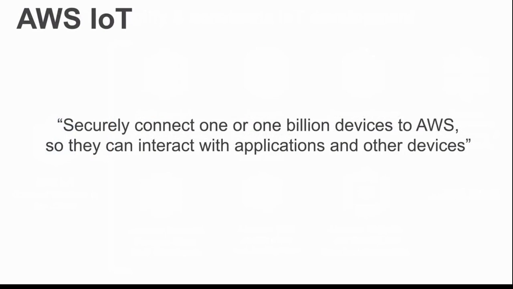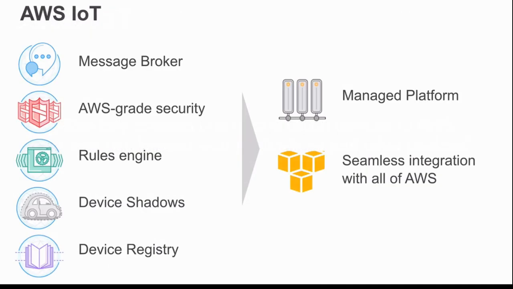But what we're really trying to do here is create an environment where developers can securely connect devices to AWS at any scale to enable them to interact with applications and interact with other devices. There are a few different components to the service which we're going to cover in more detail through the session. A message broker, security components, a rules engine, device shadows, and a device registry.